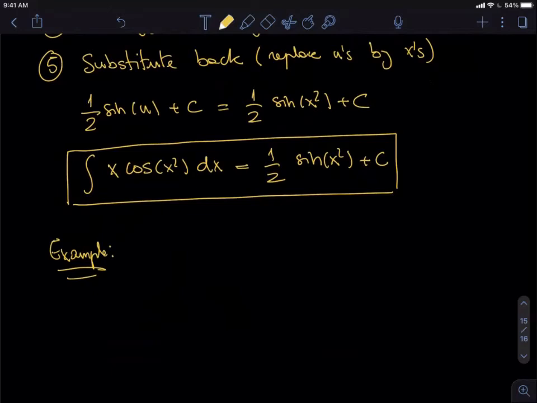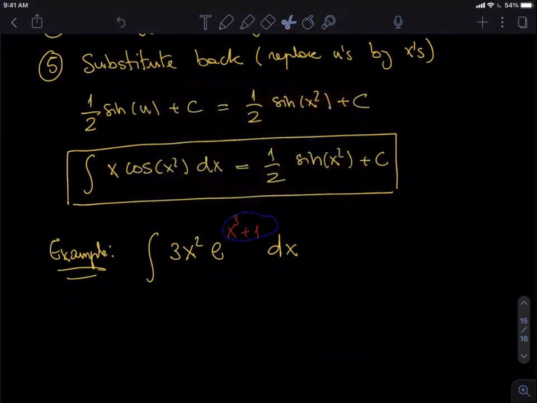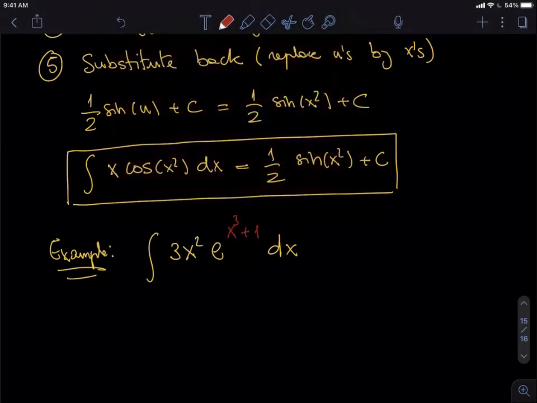Let's do one more example. Let's say we have 3x squared times the exponential of x to the power 3 plus 1 dx. Okay, this one is not an integral that is immediate. And you have probably noticed the difficulty is here in the exponential, right? It's not an exponential of x, it's an exponential of x to the power 3 plus 1.